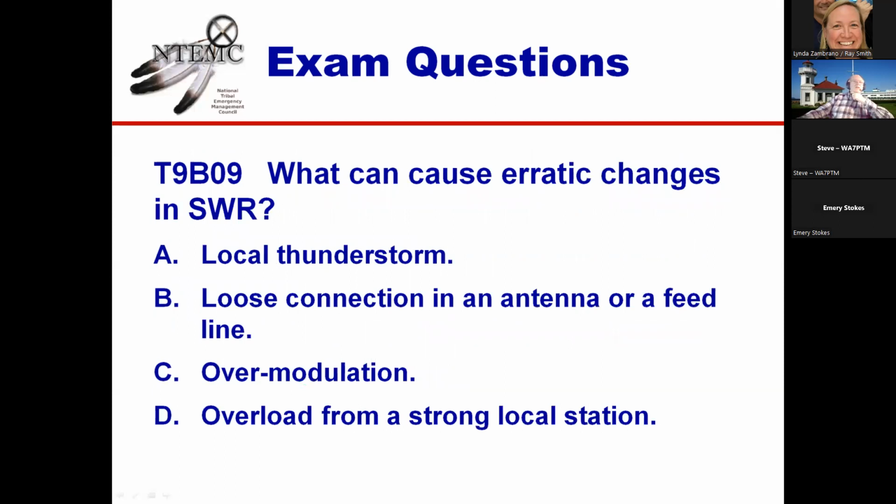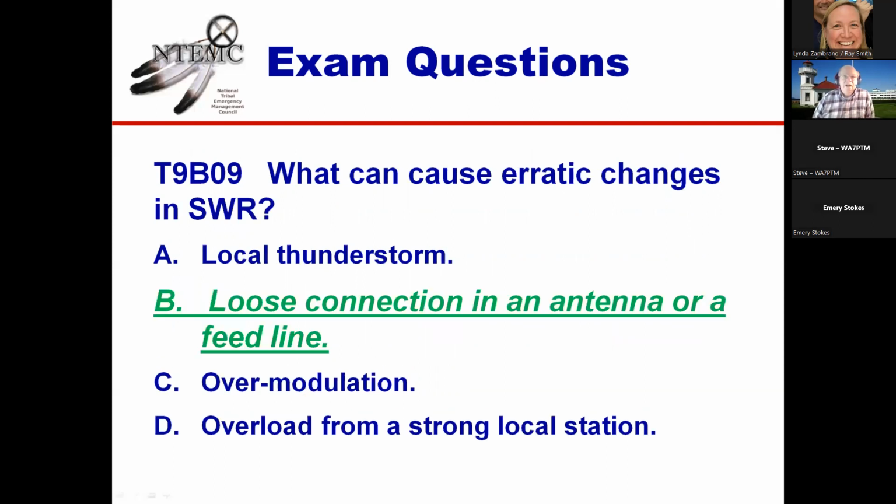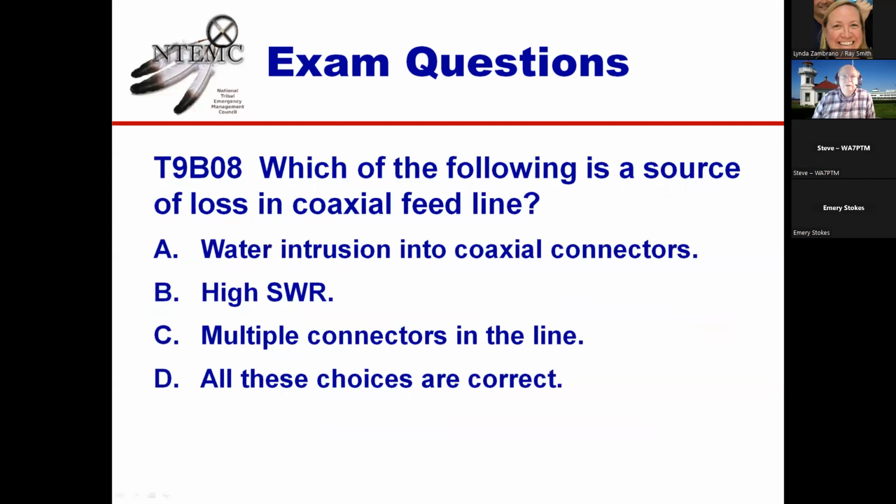What can cause erratic changes in SWR? So think about this. It has to do with a mismatched impedance. So if you've got something in your feed line that's not right, something that's loose or has an issue with it, that can cause changes in your SWR. A loose connection would be a good example of that. Thunderstorms have nothing to do with it. Signals from another station have nothing to do with it, and overmodulation on your mic is not it. B is the only answer that has anything to do with feed lines.